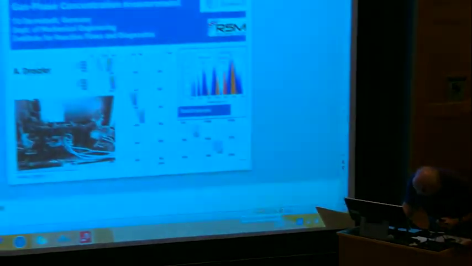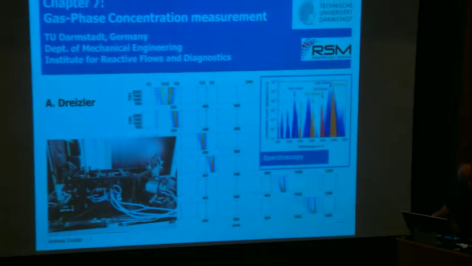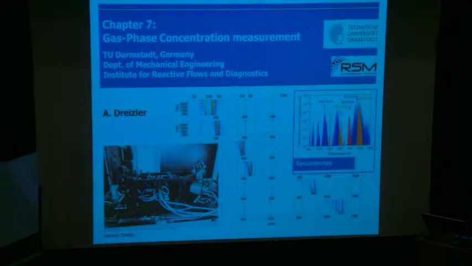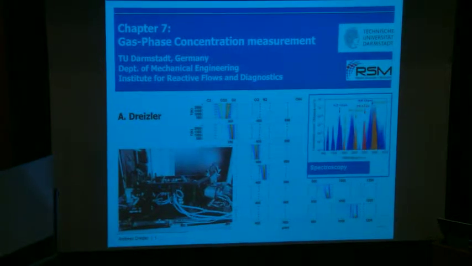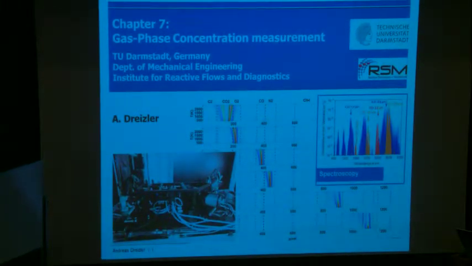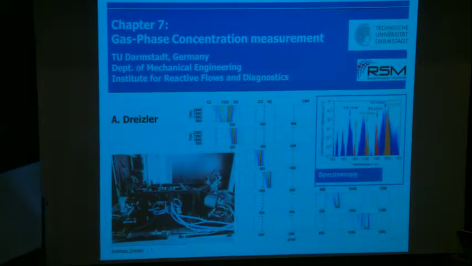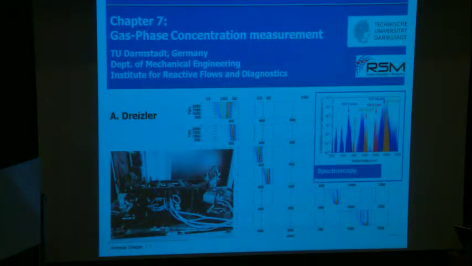We switch to chapter number 7 and leave the surfaces and go back to the gas phase, where it's about concentration measurements. And by that, we have the chance as well to repeat some of the measurement principles that we have seen already for thermometry. Repeating them is for sure not a bad thing to do. Okay, so it's about gas phase concentration measurements.